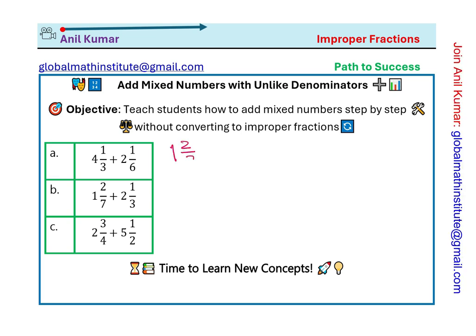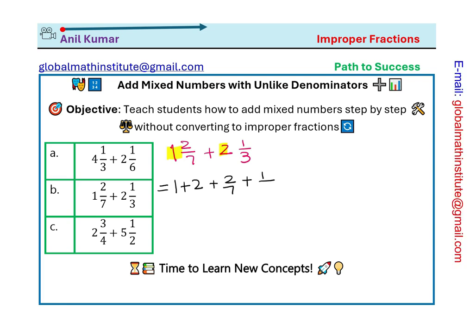Now let's move on and take the solution of the next question, which is 1 2 over 7 plus 2 1 over 3. Remember, whole numbers we could add directly. That is the strategy. So we'll first write 1 plus 2, we'll add them up, and we are adding the fractions separately. So we are not really converting them to improper fractions. We are working with numbers which are lesser, right? So 1 plus 2 is 3.